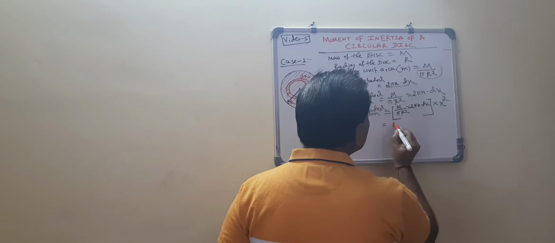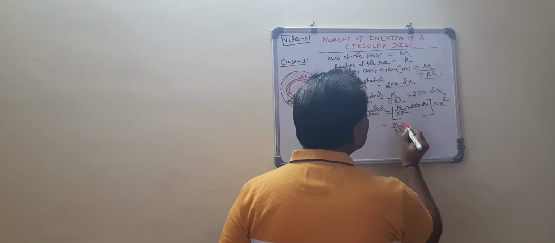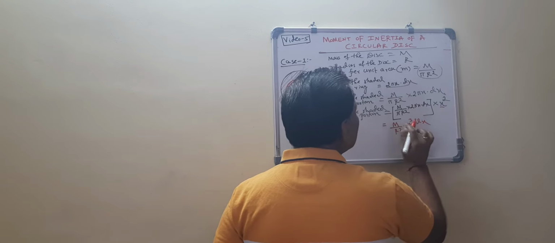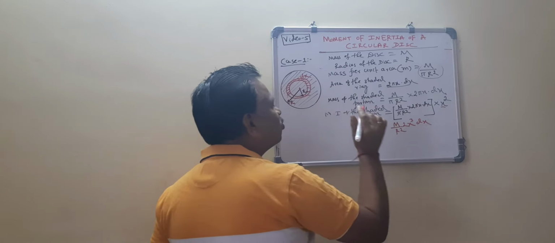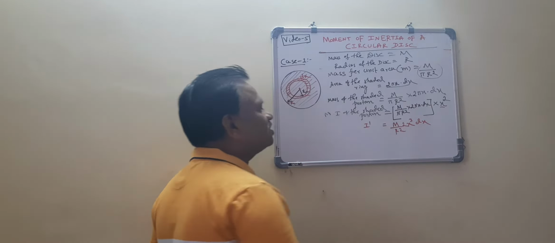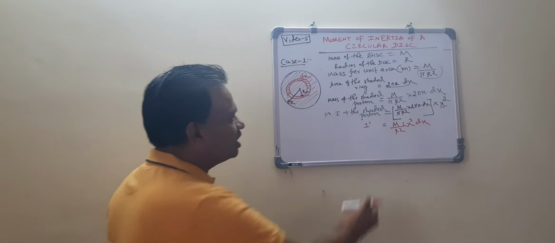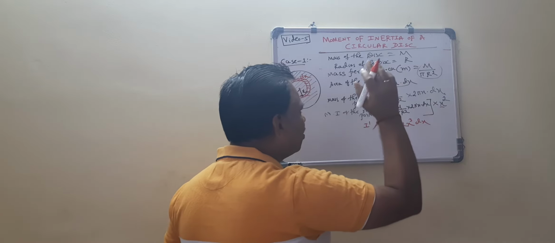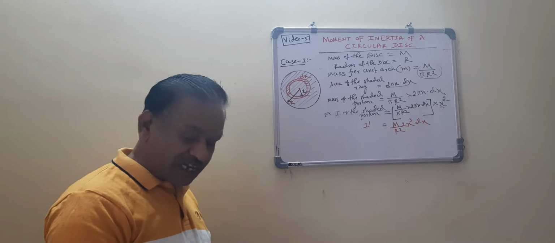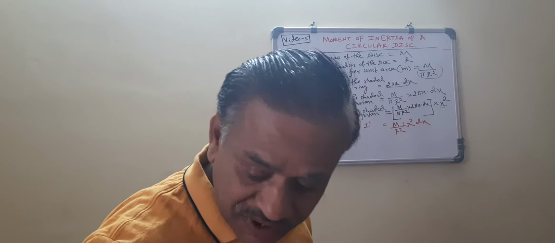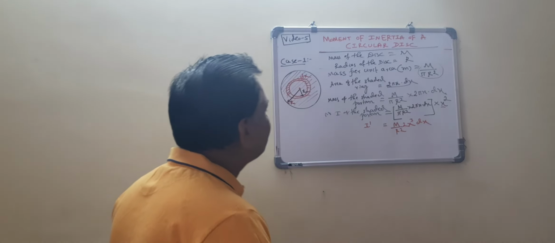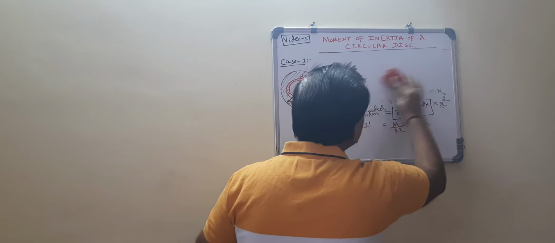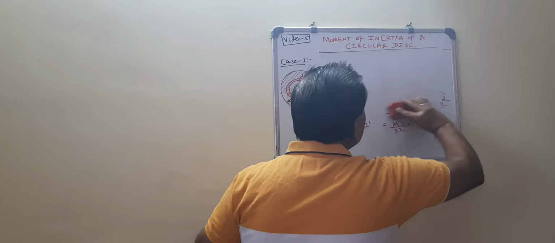This is equal to m divided by r square, 2x into x square, 2x cube into dx. This is the moment of inertia of the shaded portion. But I am interested in finding the moment of inertia of the entire disk. For that, I have to integrate the above equation.